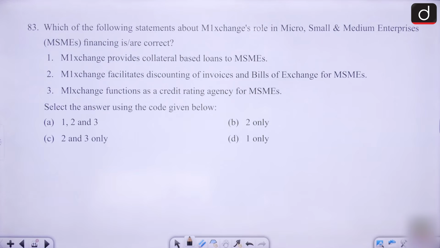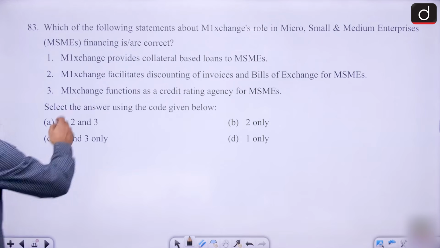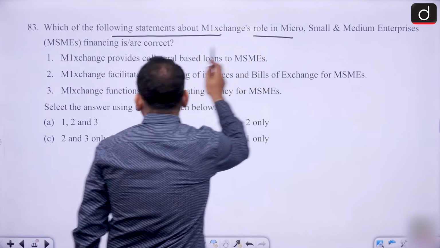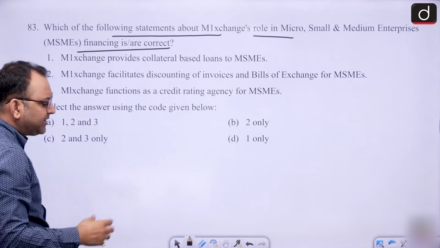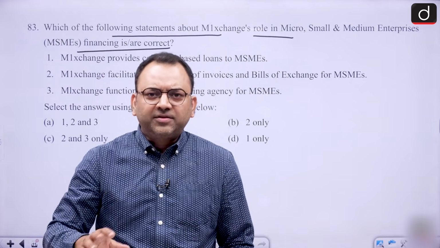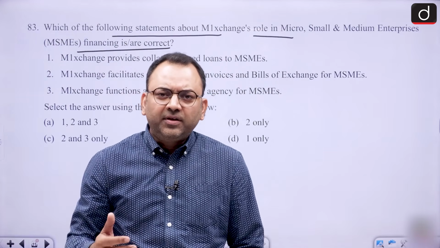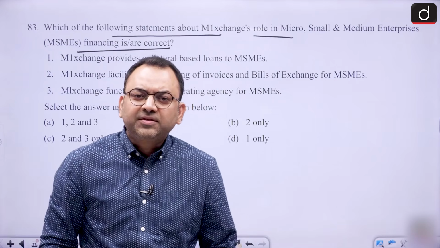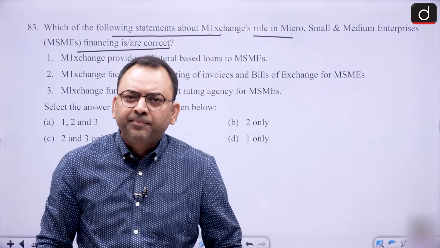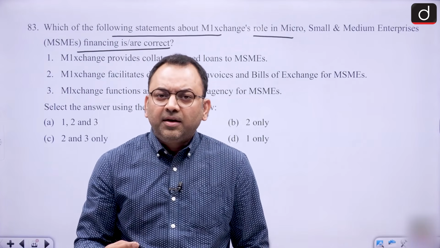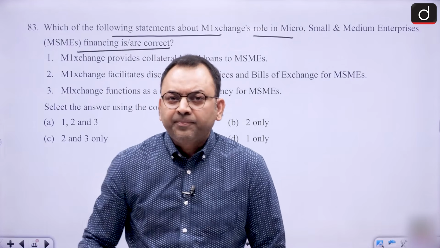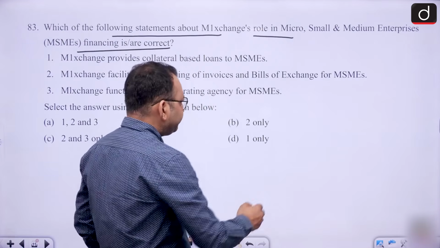The next question we have is about the MSME. Friends, which of the following statements about the M1 exchange's role in the MSMEs are correct? Friends, MSMEs actually are enterprises having small revenue and small investments, right? Now what happens is when they sell goods, the buyers make payments with some delay, 30 days, 45 days, 60 days, right? But they are enterprises short of money. They need money for the next order, to pay the salaries, right? So we have a system called TREDS.